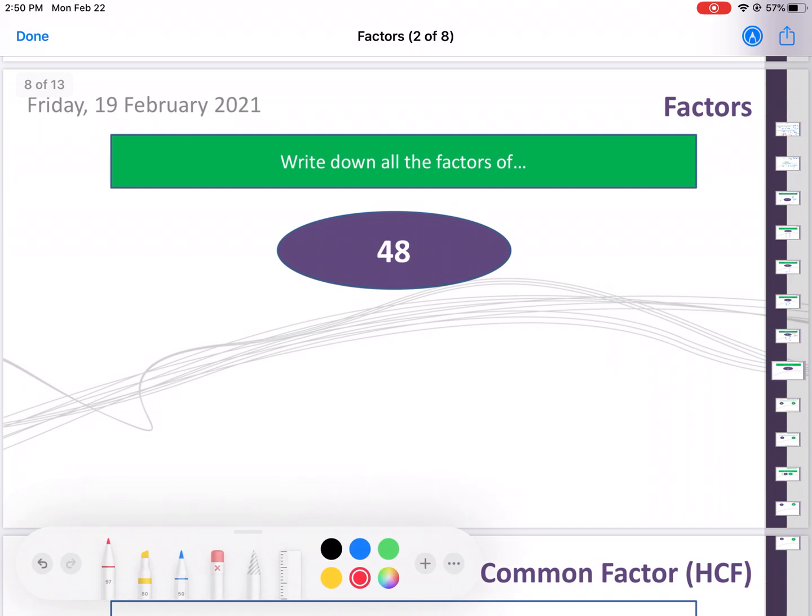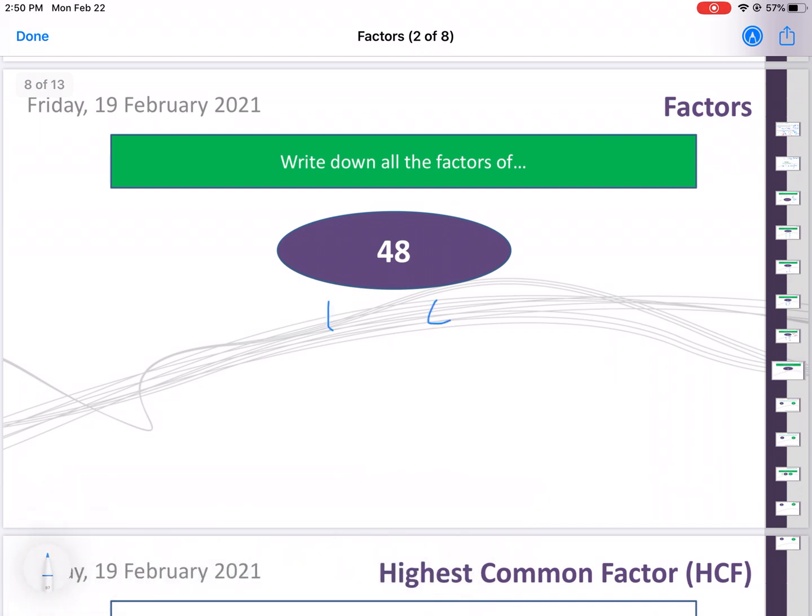48 is going to have a few more, I think. So first 1 and 48. 2 and 24 as well. 6 and 8 is another one. 12 and 4. Doesn't matter how you list these, you don't have to go in a particular order. As you can see, I've kind of just put these all over the place for this one. That's perfectly fine. Okay. I'm just wondering if there's any more.